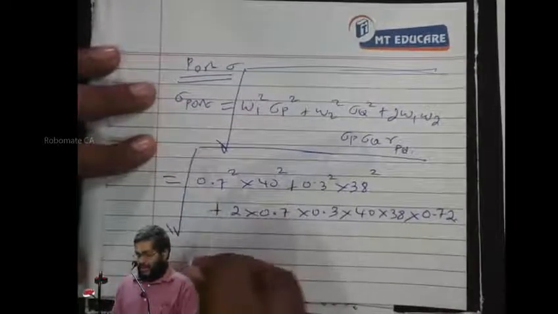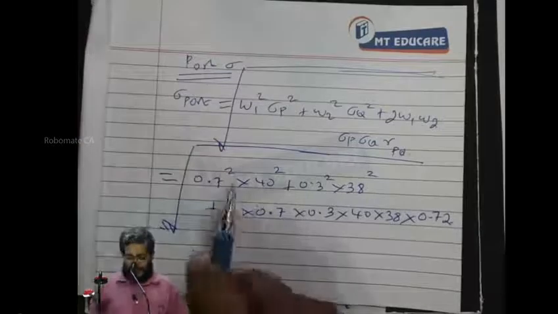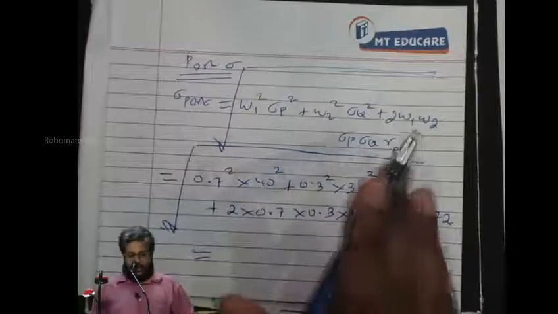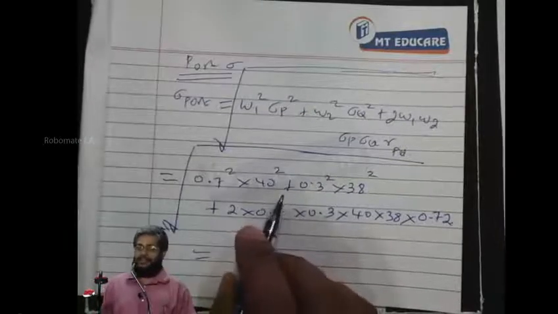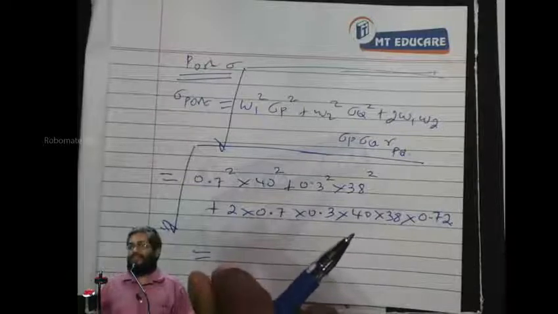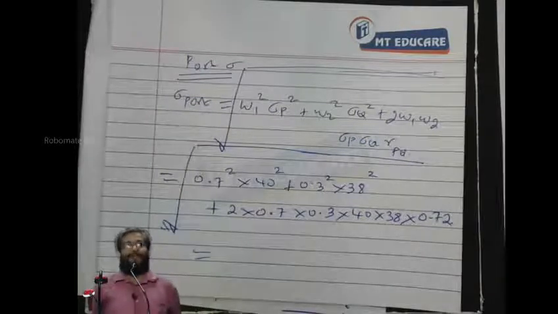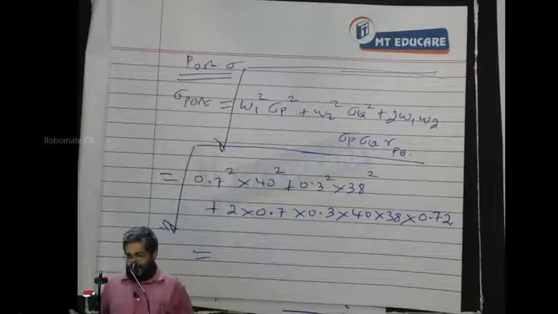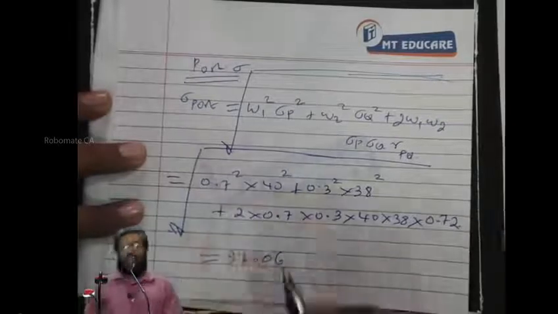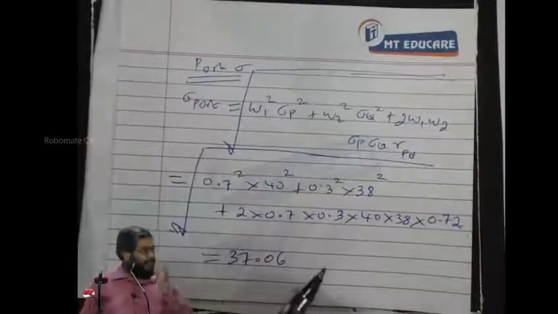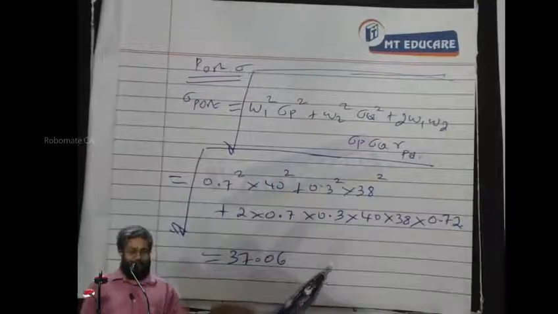Now, if I simplify it, I will be getting the answer. What is the answer here? Somebody do and tell me: 0.7 square into 40 square plus 0.3 square into 38 square plus 2 into 0.7 into 0.3 into 40 into 38 into 0.72. I don't have the slide, unfortunately. You do and tell me what is the number. 37.06. So the standard deviation of the portfolio is 37.06. Yeah, correct. Did you do it or not?